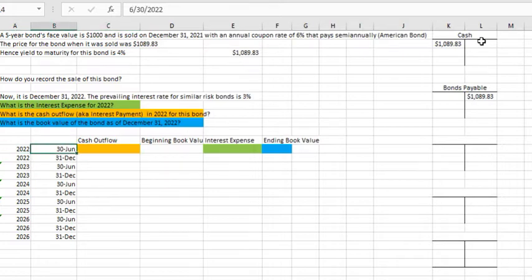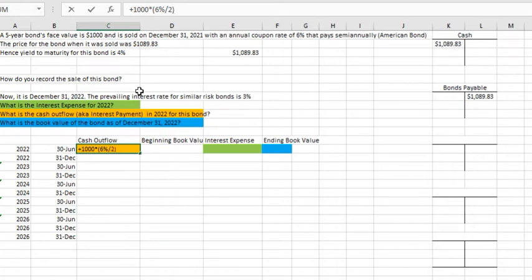As you see, there are going to be 2 cash outflows per year because it's paying on a semi-annual basis. The annual coupon rate is 6%. So cash outflow every 6 months is going to be the face value multiplied by the annual percentage, 6%, and I can make this like this, in parentheses, divide by 2.